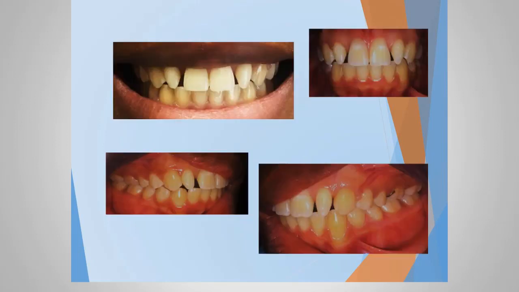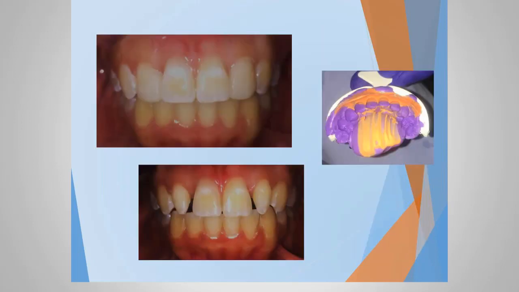So this first case, young lady has peg laterals, teeth number 7 and tooth number 10, just came out of ortho, and now she wants these spaces closed around these two peg lateral teeth. And we took a very conservative approach. We decided to do veneers on both of these teeth, and in order to temporize these teeth or make temporary veneers, I had to close those spaces.